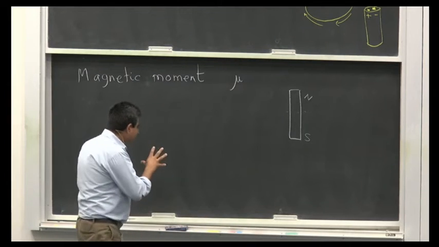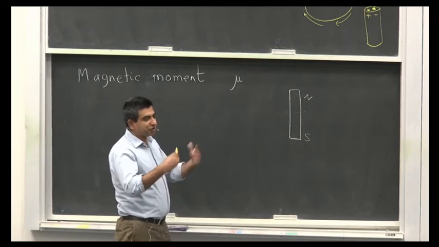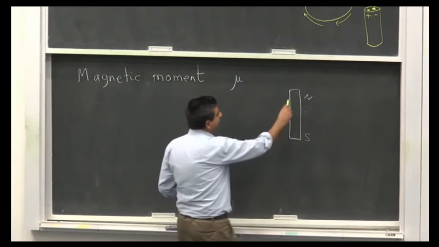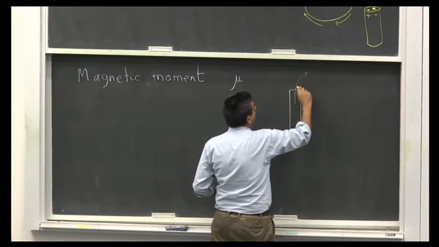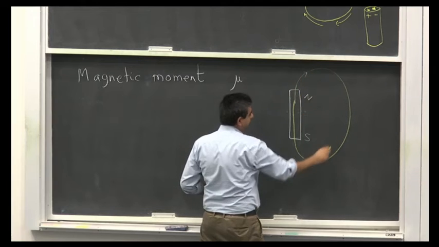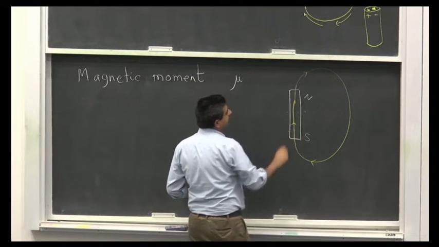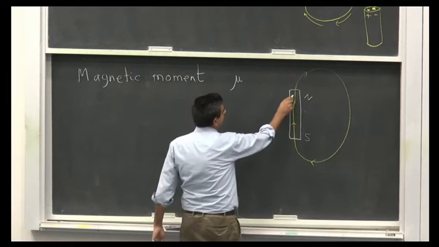Now, this magnet produces a magnetic field. And if you look at the conventional direction of the magnetic field, it's like this. So the magnetic field goes from the north to the south pole outside, and inside the magnet, it goes from the south to the north pole.